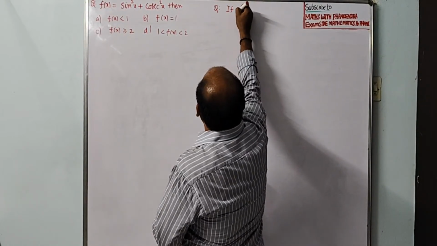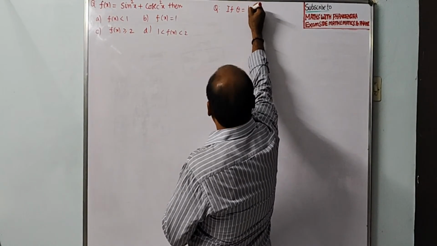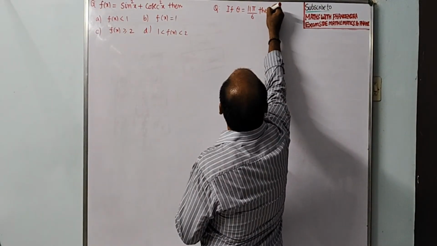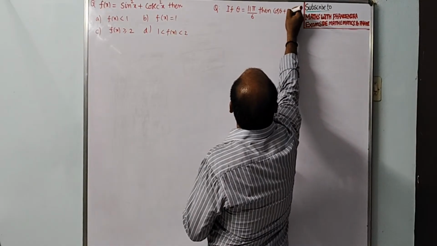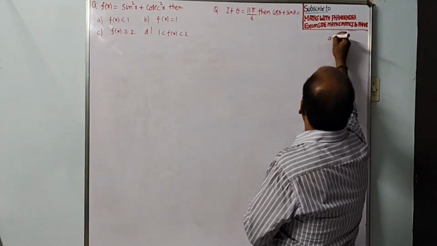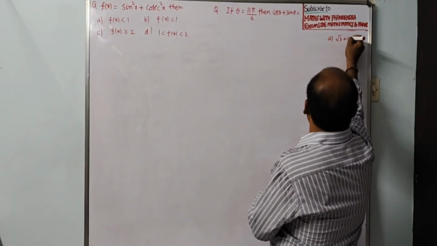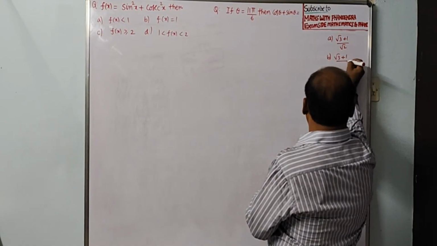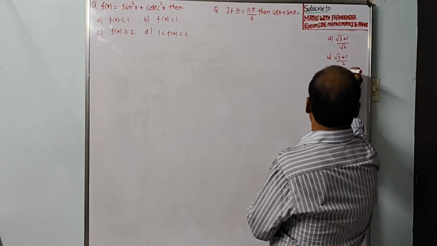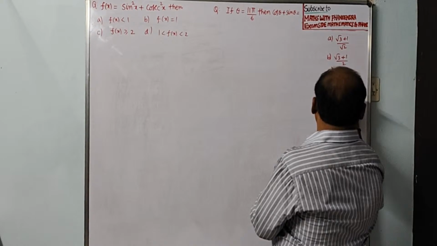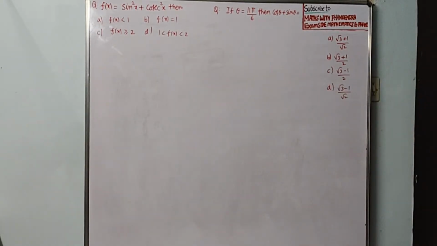The next question here, if theta equal to 11 pi by 6, then cos theta plus sin theta is equal to, so options are provided: root 3 plus 1 by root 2, root 3 plus 1 by 2, root 3 minus 1 by 2, root 3 minus 1 by root 2. So we have discussed the things.